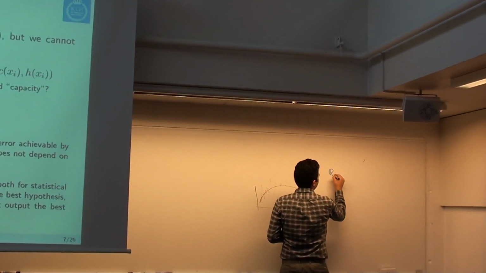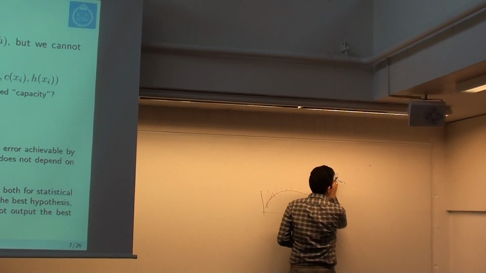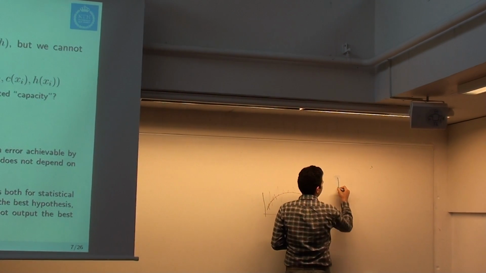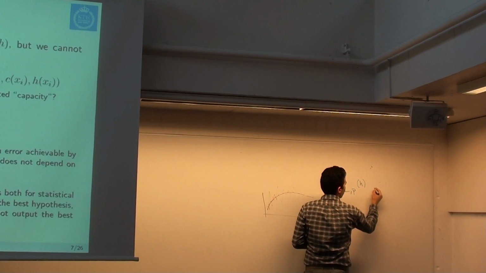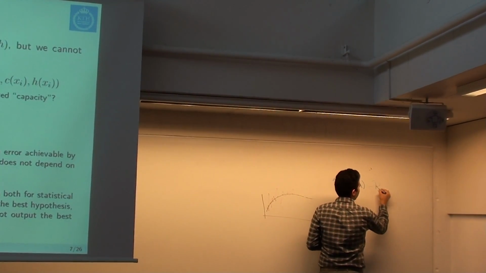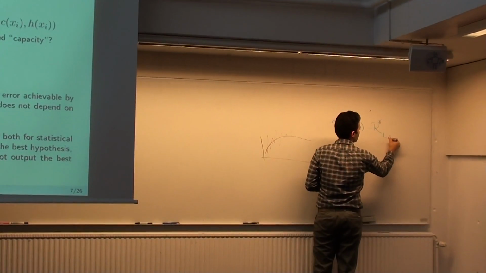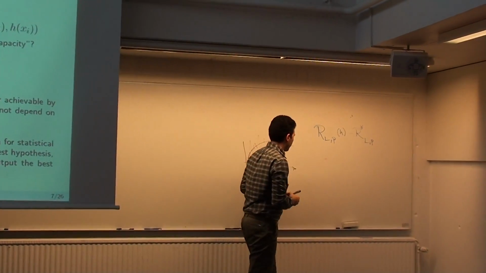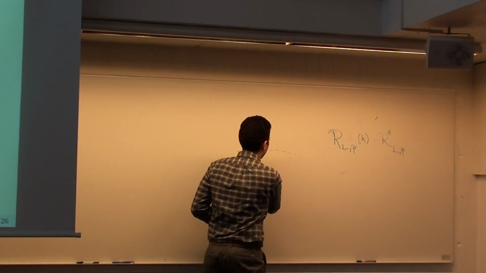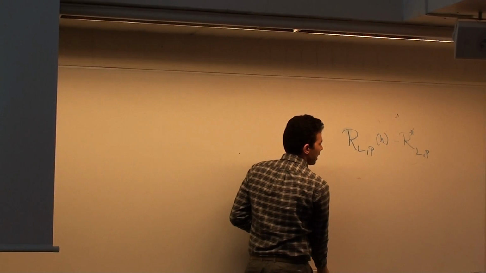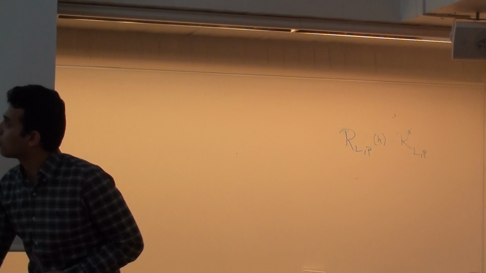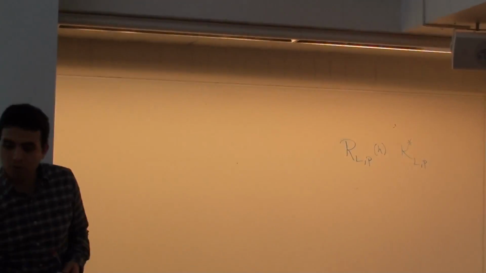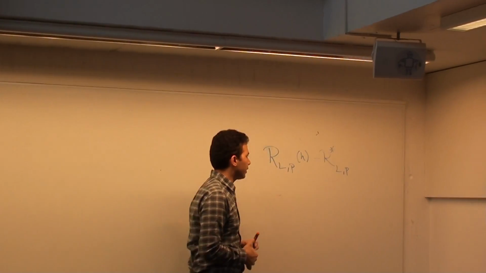So we have R_L,P(h), and then we know what the true optimal value is. So this is the absolute optimal value that you could achieve by the very first optimization problem here, if you could optimize over everything. And then the minimum value here would be 0, right?